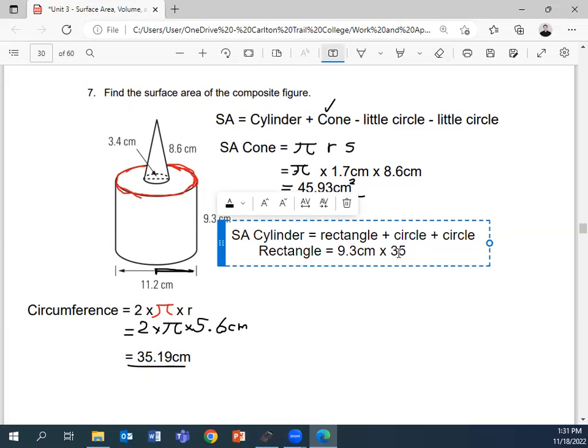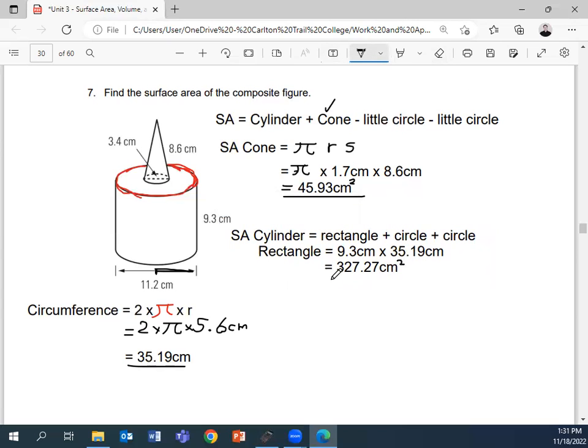So now I go back to my rectangle, right? I know my rectangle now is 9.3 centimeters tall and 35.19 centimeters wide. So the rectangle is equal to 9.3 times 35.19, which is equal to 327.27 centimeters squared. Cool. I now have half of the puzzle with the cylinder, right?